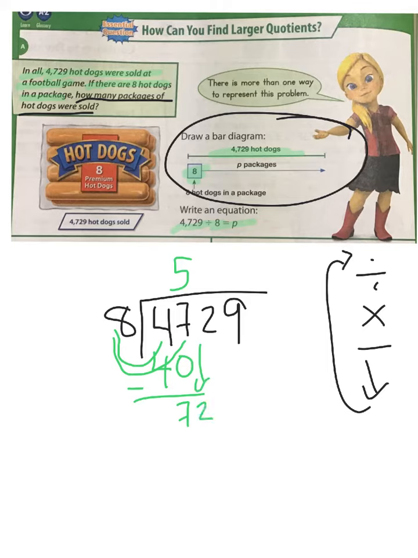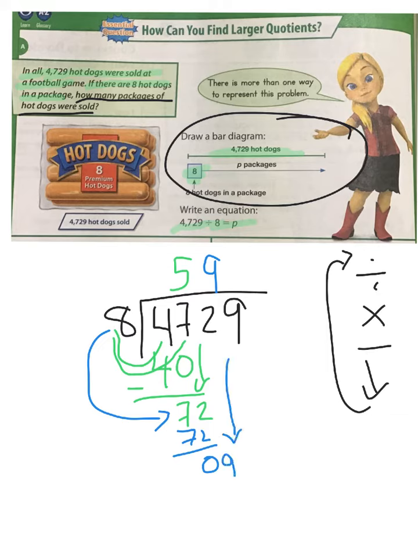Make sure when you're dividing that you have a digit above each digit in your dividend. So next, we want to divide how many times does 8 go into 72? Well, 8 times 9 is 72. We're going to subtract. And then we're going to bring down our 9.